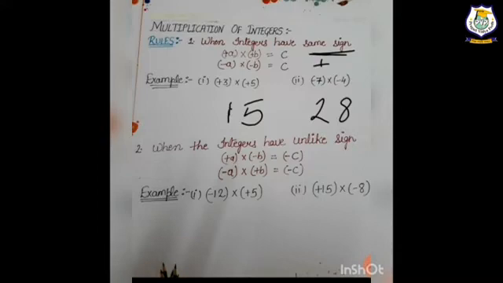Now we will come to our second point. When the integers have unlike signs, if both integers are having unlike signs, then we are getting our answer with the negative sign, right? So here the first one is minus 12 multiplied by plus 5. One is having the negative sign, one is having the positive sign. It means both are having the opposite sign. 12 multiplied by 5 is 60, and our answer will come with the negative sign, because 12 is negative and 5 is positive.